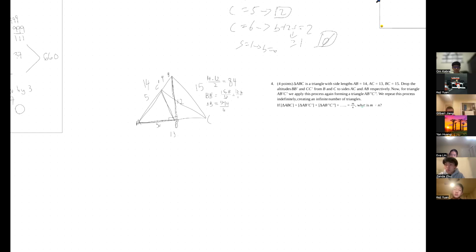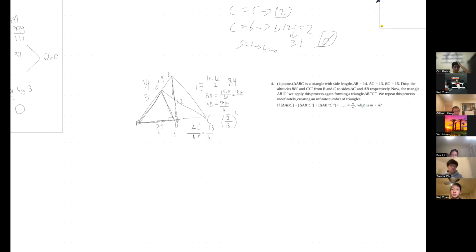And now we see if we have any similar triangles. So AC prime is 5. So the ratio of AC prime to AB prime is 13 over 14. So now we know that A, B prime, C prime is similar to ABC. So the ratio of their sides is 5 over 13, and so the ratio of the areas is 5 over 13 squared.